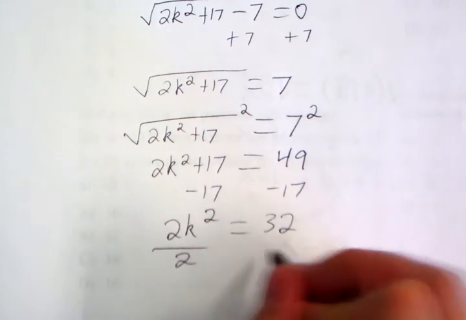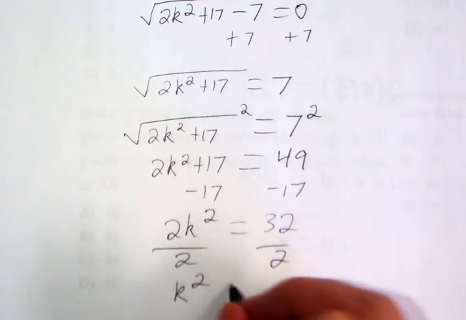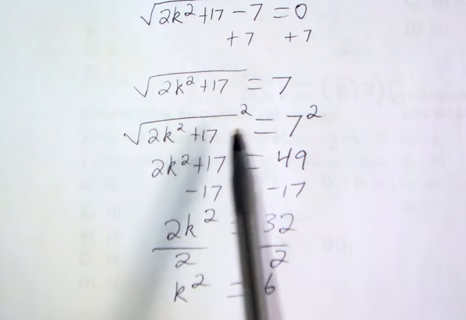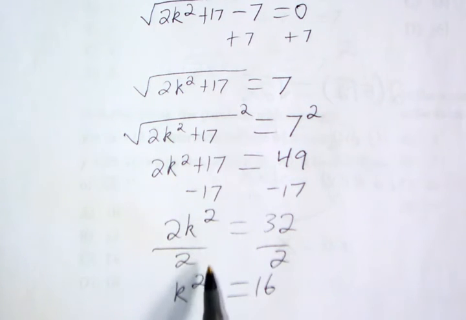From here we divide by 2 on both sides. We get k squared is equal to 16. And just how earlier we canceled out a square root by squaring, we cancel out a square by square rooting. I think that's a verb.